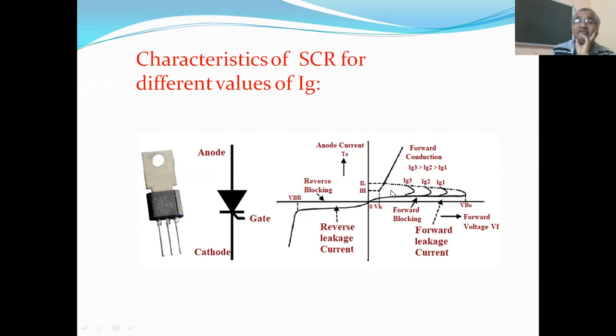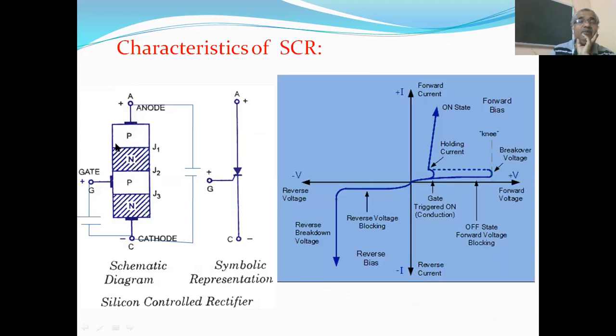So in short we can say that the SCR can be turned on as soon as the gate voltage is applied. अशी आपण एक कंडिशन आणू शकतो की आपण गेट व्होल्टेज अप्लाय केल्याबरोबर हा SCR काय होईल ऑन होईल.